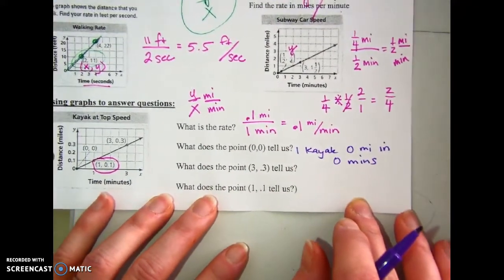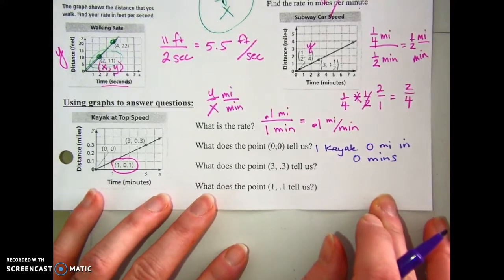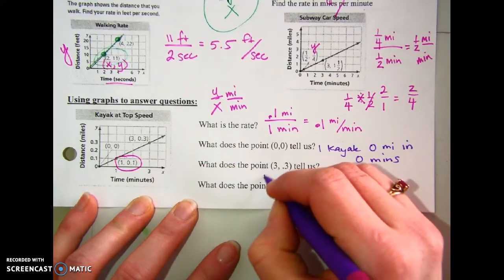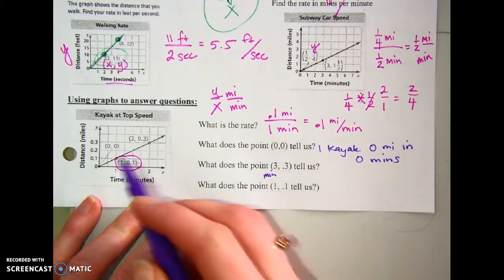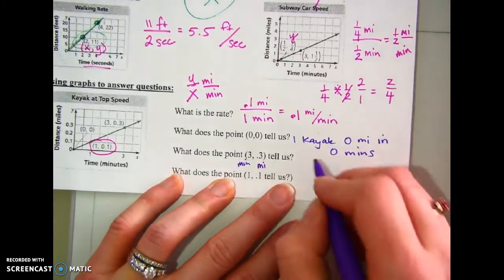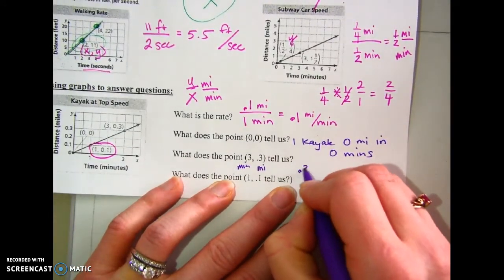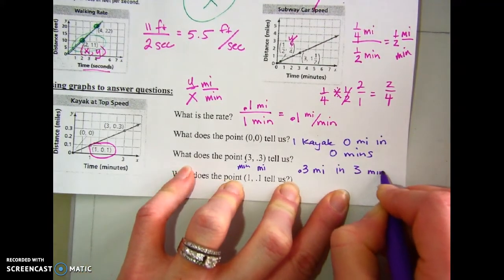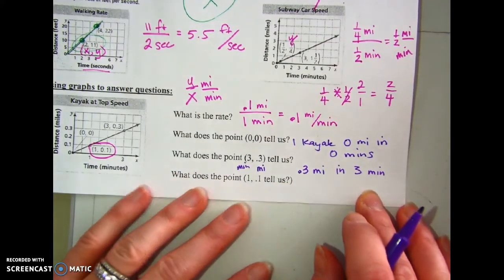So what about 3 and 0.3? Same thing, you're just going to read the labels off the graph. The 3 is x, that's minutes. The 0.3 is y, that's miles. So what does this tell us? Well, I kayak 0.3 miles in 3 minutes. Or in 3 minutes, I can go 0.3 miles.